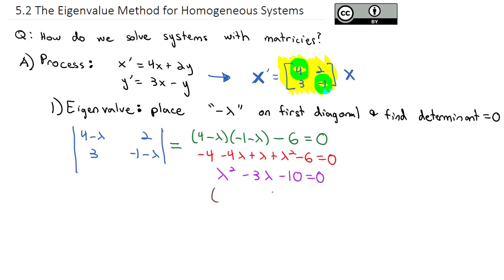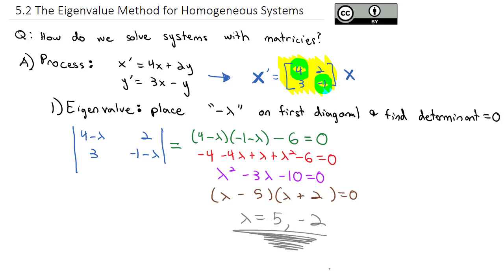We can solve for lambda by factoring. And we've got lambda minus 5, lambda plus 2. So I can see that lambda equals 5 and negative 2. These are the eigenvalues. Now, if you want to really look at eigenvalues, you can take a full linear algebra course and work with eigenvalues. This is as deep as we're going to go with it on this course. But each of these eigenvalues has a special vector with it called the eigenvector. Let's take a look at how we can find the eigenvectors.